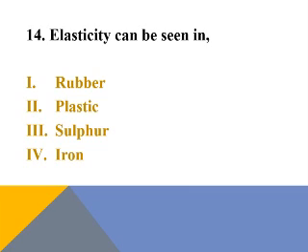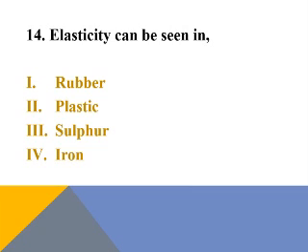The plastic, we can't stretch upon pulling as well as we can't take it into initial state when releasing the force. Sulfur and iron, we can't stretch upon pulling. So here correct answer should be the first one, rubber.